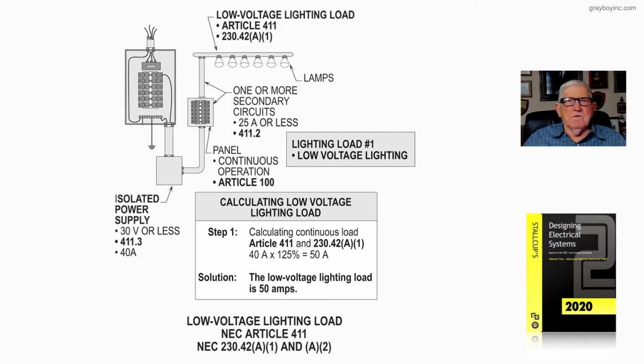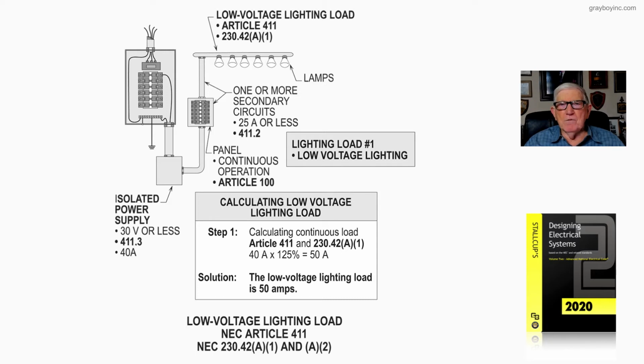Now let's look at this figure 23-6, and it deals with low voltage lighting in accordance with Article 411. And again, we're calculating the service conductors, the load that we're going to apply to select the conductors for the service in accordance with 230.42(A)(1). But notice the low voltage lighting load, we would naturally get particular installation rules in Article 411.